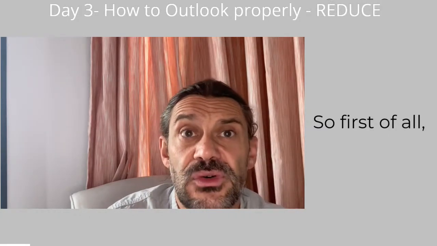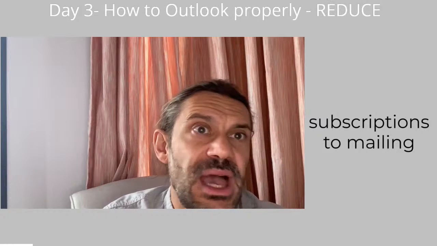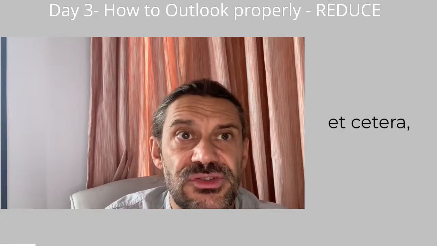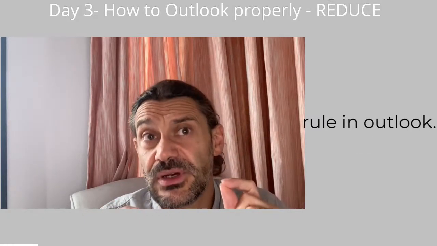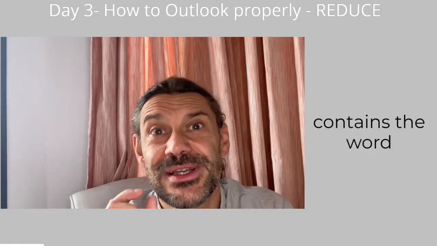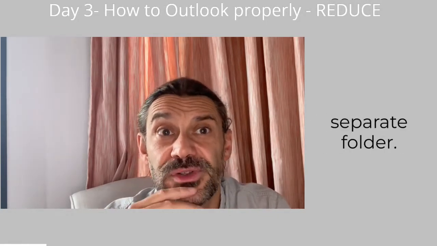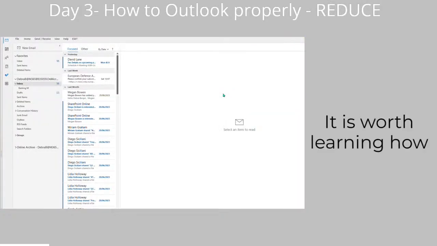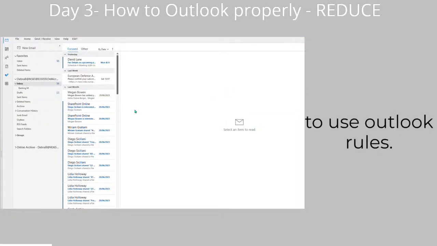So first of all, subscriptions to mailing lists, marketing stuff, etc. So you could create a rule in Outlook. I'll quickly show you how to do this. So any email that contains the word unsubscribe goes into a separate folder. It is worth learning how to use Outlook rules. It looks a lot more complicated than it is.